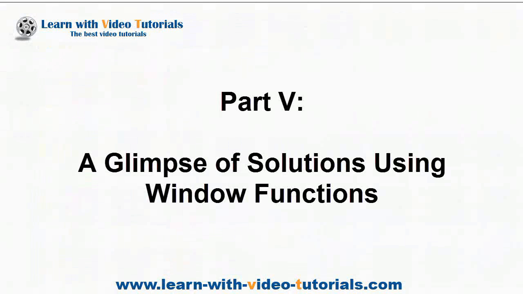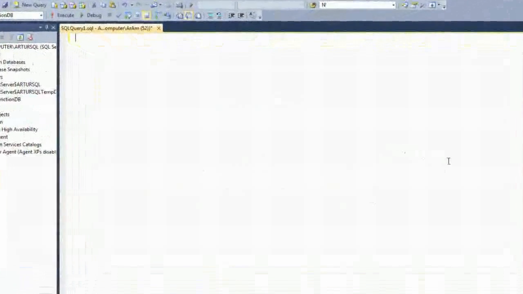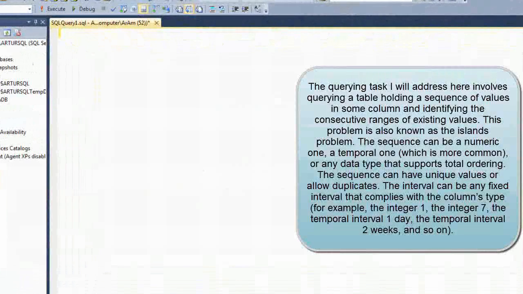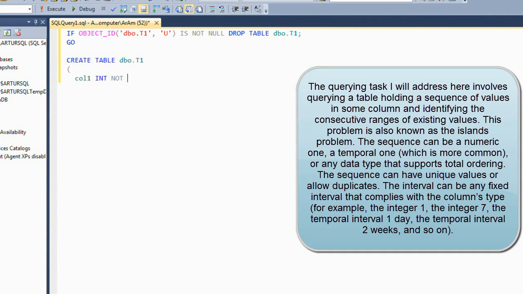Part 5, a glimpse of solutions using window functions. The querying task I will address here involves querying a table holding a sequence of values in some column and identifying the consecutive ranges of existing values. This problem is also known as the islands problem.